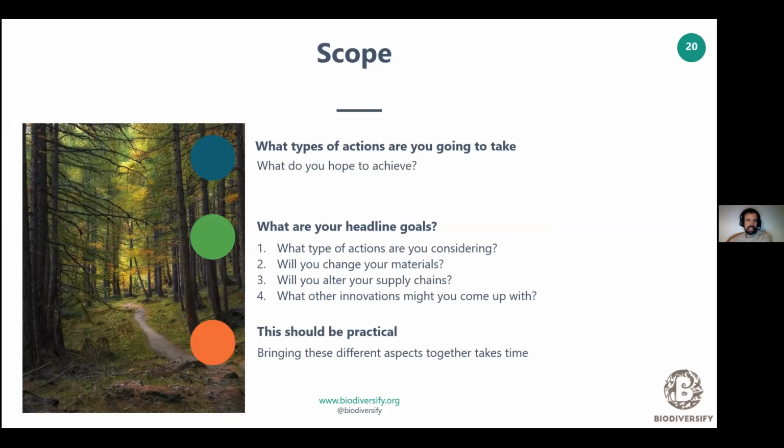And I think a key thing here is to try and be practical. Identify concrete things if you can, or express things that are actually achievable, and be respectful of the fact this takes time. You don't have to achieve everything overnight.